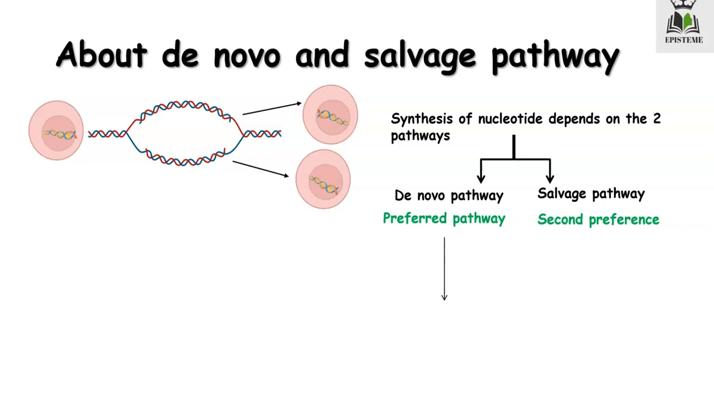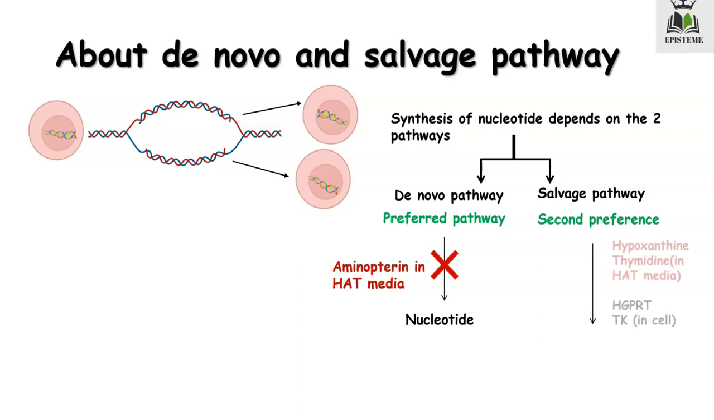Now in the HAT media, we have aminopterin in it. Aminopterin is known to interrupt the de novo pathway, and as a result the nucleotide synthesis is interrupted. But as I mentioned, in case the de novo pathway is not working, the cell will use the salvage pathway. For using the salvage pathway, the cell needs to have HGPRT and TK enzymes so that they can utilize the hypoxanthine and the thymidine that are present in the HAT media, and they can perform the nucleotide synthesis.